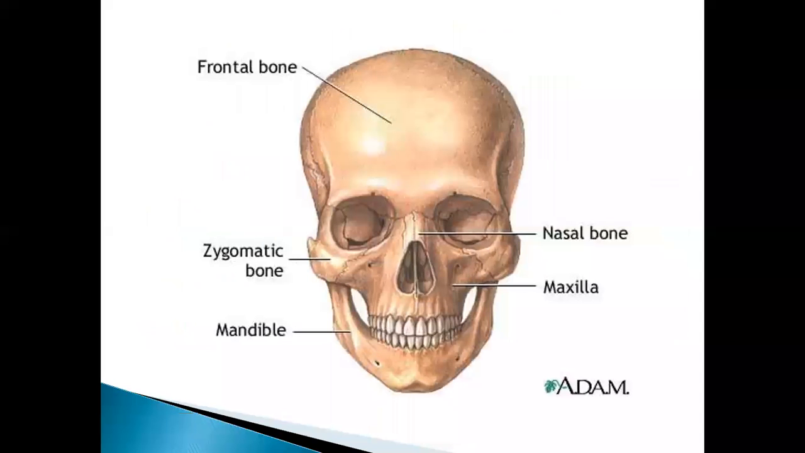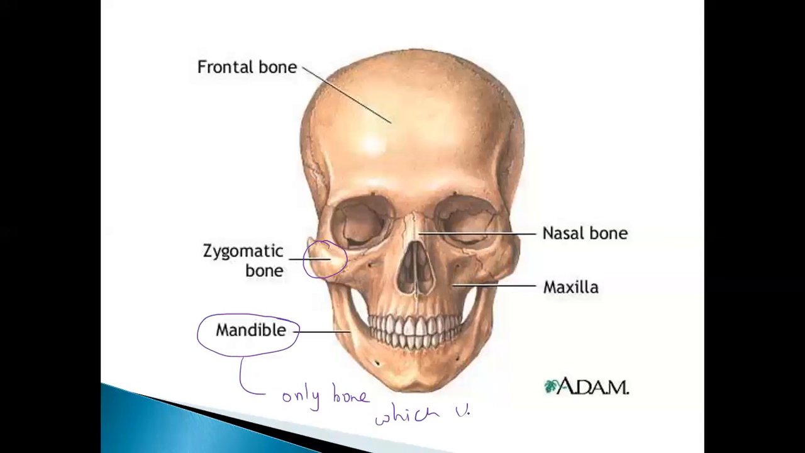This is the frontal bone, zygomatic bone, nasal bone. This zygomatic bone is also called the cheekbone. In a person who is very thin, the cheekbone can be seen. But if you are fat, you can just touch your cheek and feel that zygomatic bone. The only bone in the skull that is movable is the mandible, nothing else.